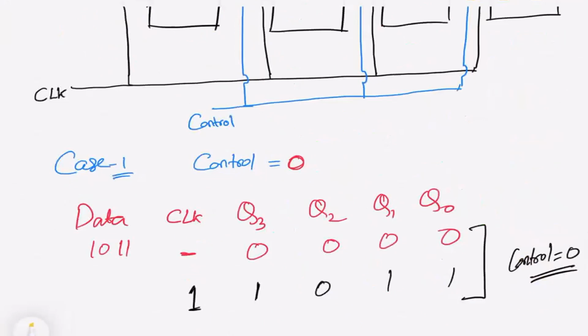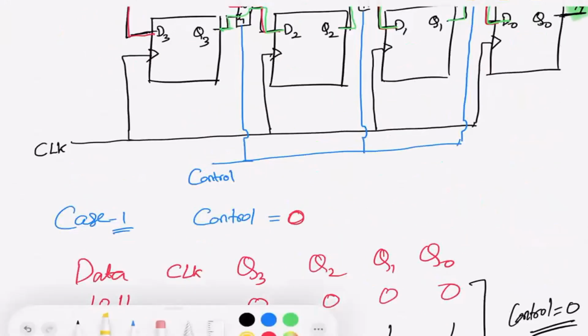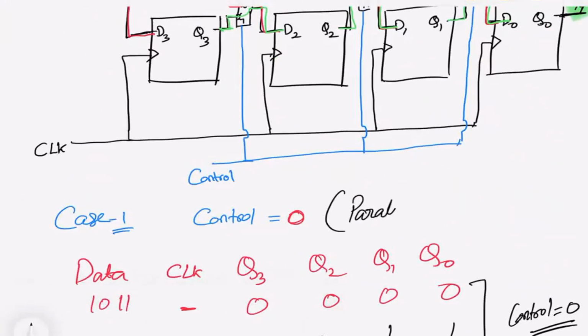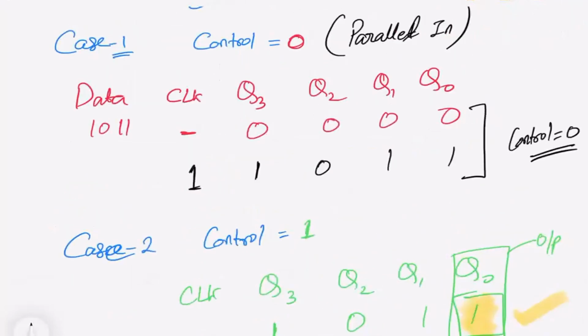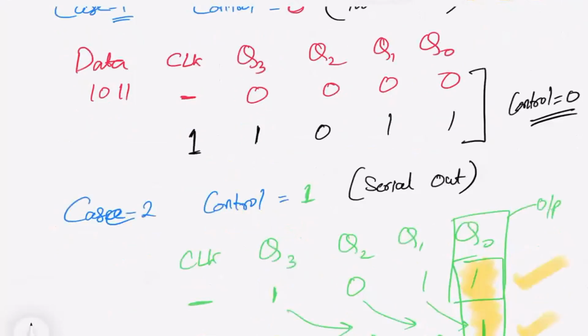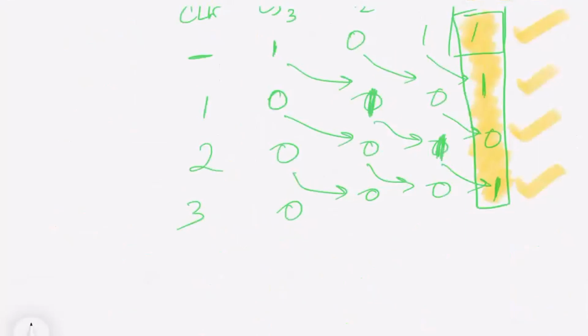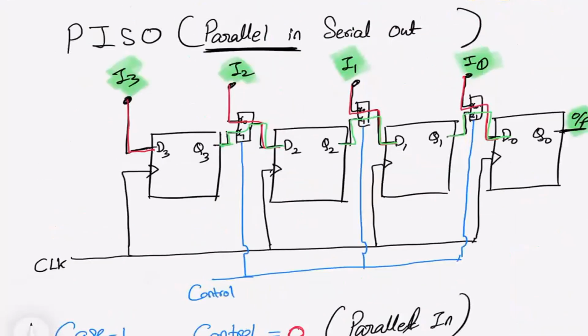So in this way, when you are choosing control equal to 0, that is the case where you are doing parallel in. And if you are choosing control equal to 1, that is the case when you are dealing with serial out. So in this way, my whole circuit of parallel in serial out works. And this is an example for 4-bit.